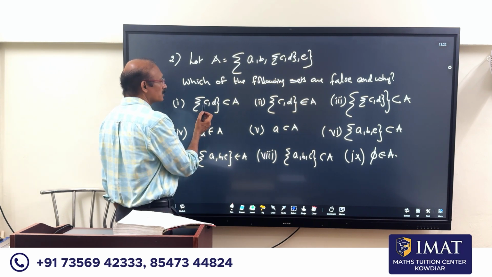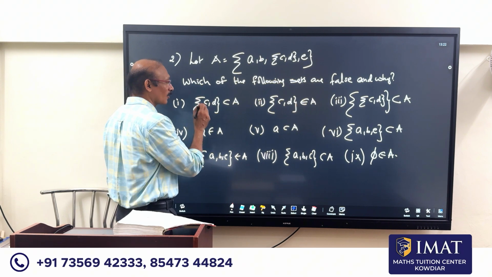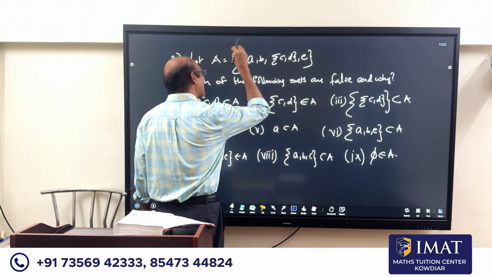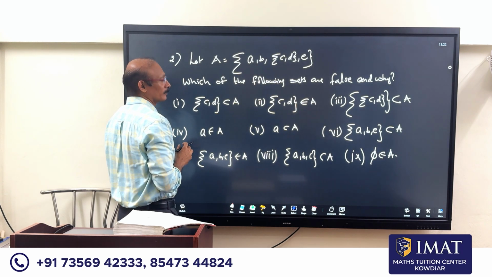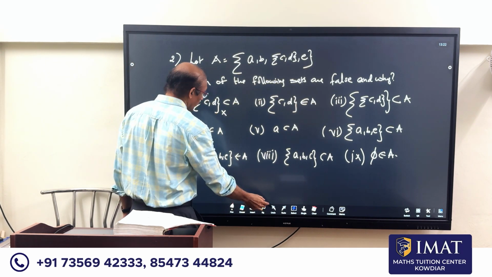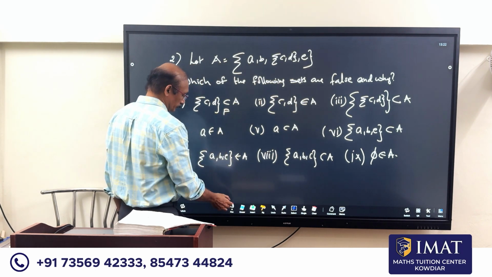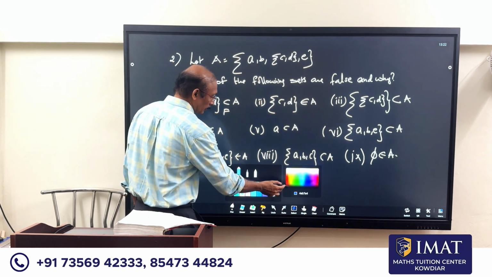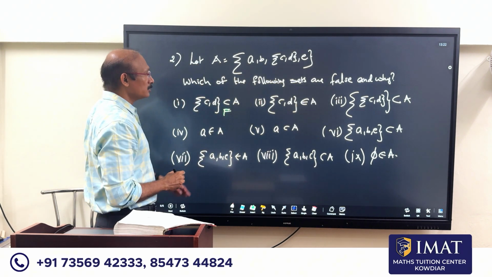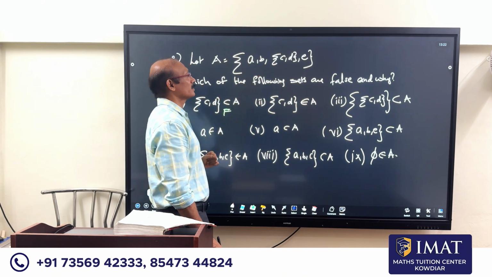It's given that {c, d} is a subset of A. No, this is wrong. Why wrong? Because {c, d} is an element of A. So, we say this is false. We'll write false here. Why? Because {c, d} is not a subset but an element of set A.